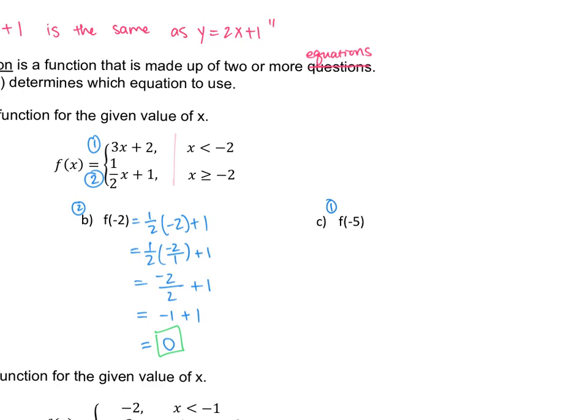Here I go. I'm going to plug my negative 5 into the 3x plus 2. Work this out. 3 times negative 5 is negative 15, plus 2. They're opposite signs, so you want to subtract from each other. That gives me 13, but it's a negative 13 because the 15 has more negative. All right, and then that's it.